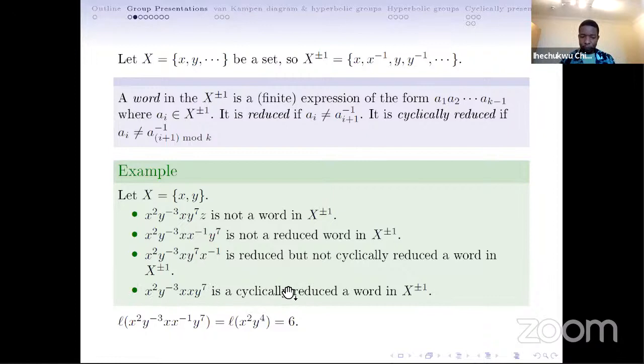And there is a notion of length. The length of a word: the first thing you do is reduce the word, so cancel everything that cancels out. And then you count how many letters you have in your word. So in this case, these two cancel, and then you have 6 letters left, 2 x's and 2 y's.